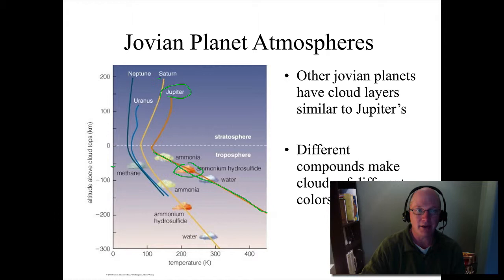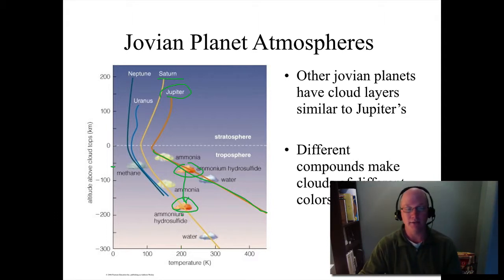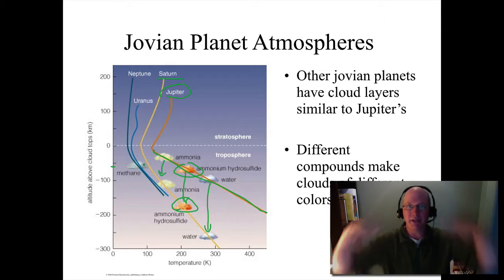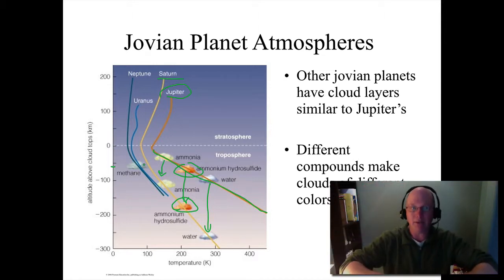If I look at Saturn, I've got to go way down another 200 kilometers almost before I get warm enough to get the same sort of clouds. So these ammonium hydrosulfide clouds happen lower down in the atmosphere of Saturn. And same with the ammonia ones, and same with the water ones. So you still get the same cloud sequence, they just happen deeper in the atmosphere.